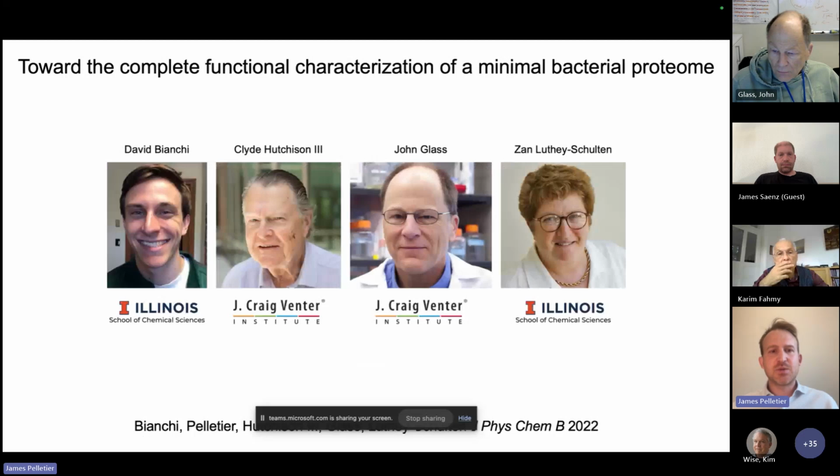So that leads to this work, which was led by David Bianchi in the group of Zan Luthey-Schulten. This work is a proteome-wide bioinformatic analysis, including all of the AlphaFold 2 predicted structures, so for anybody interested in other aspects of the proteome of JCVI-syn3A, it's worth a look. Here I'll just focus on the genes that were needed for cell division.